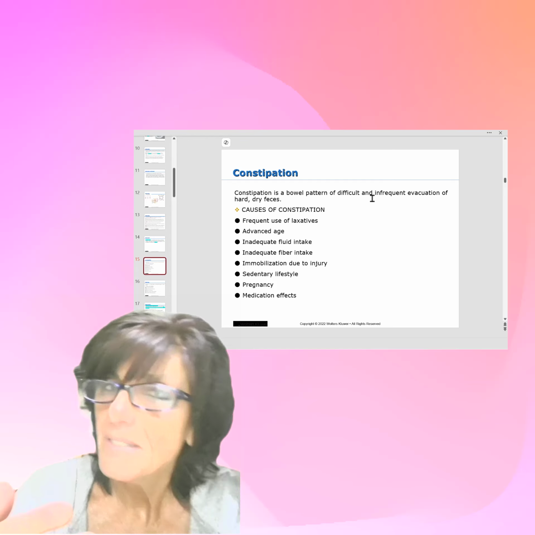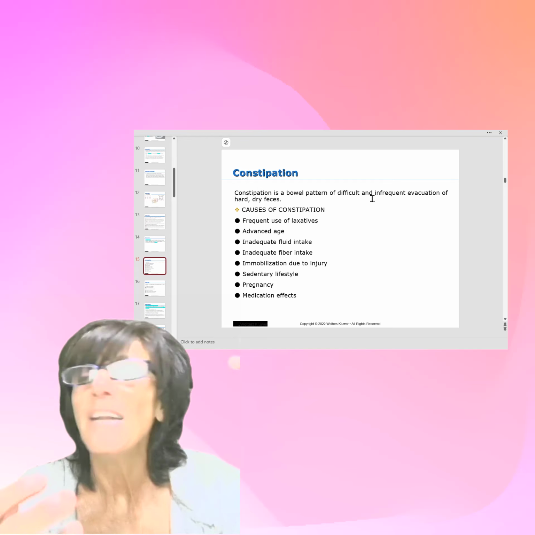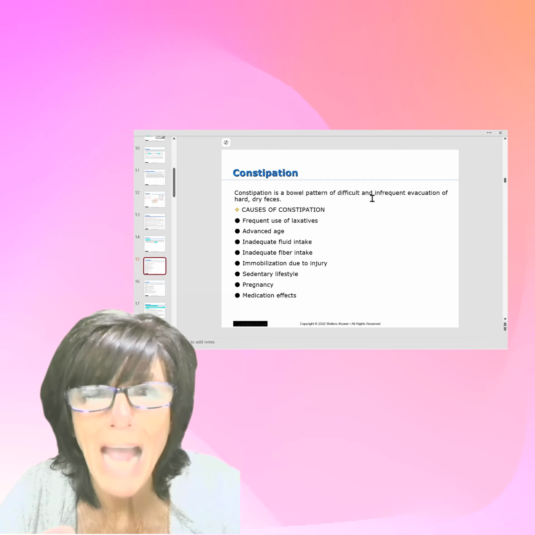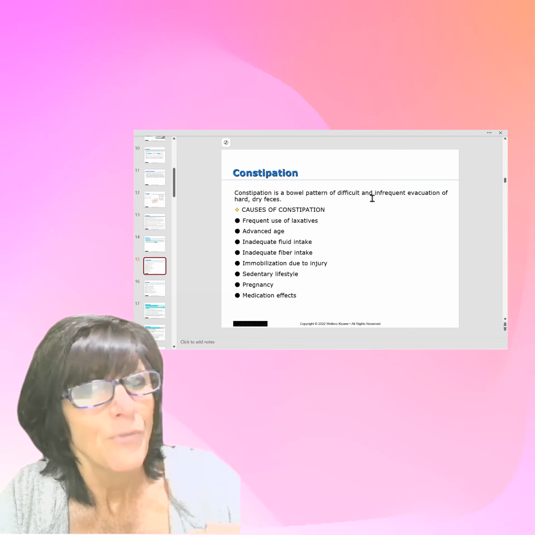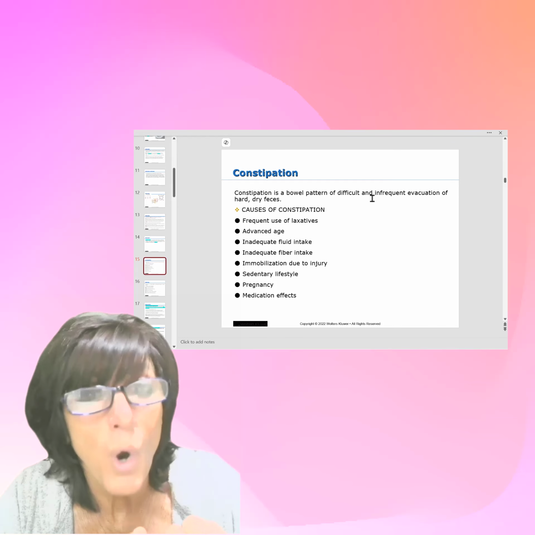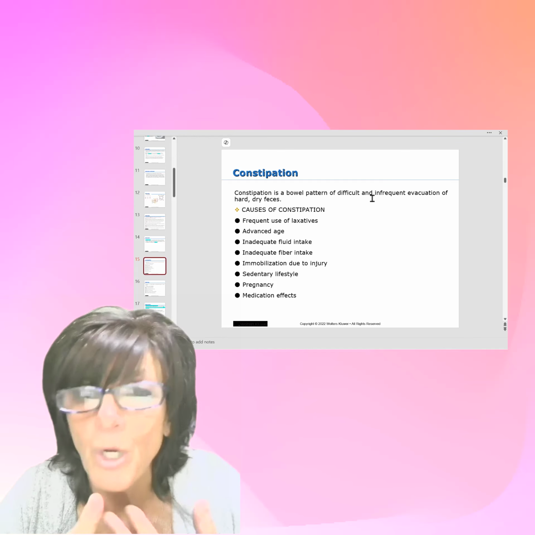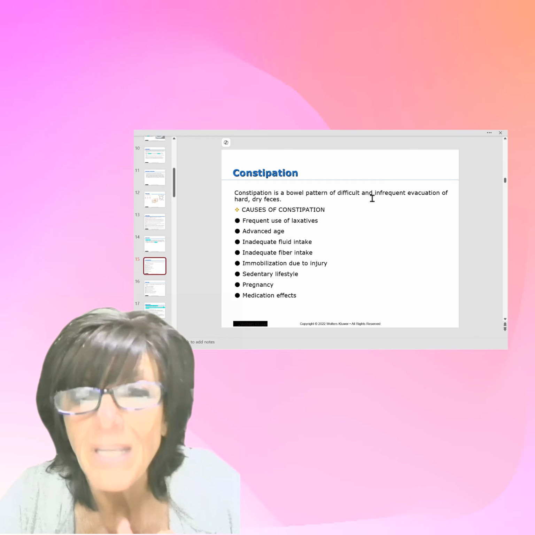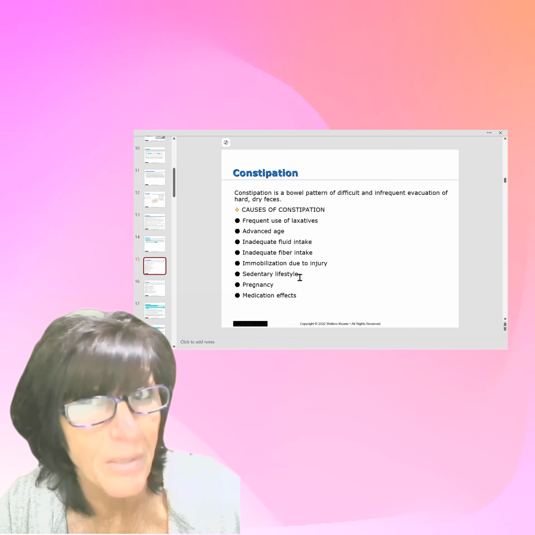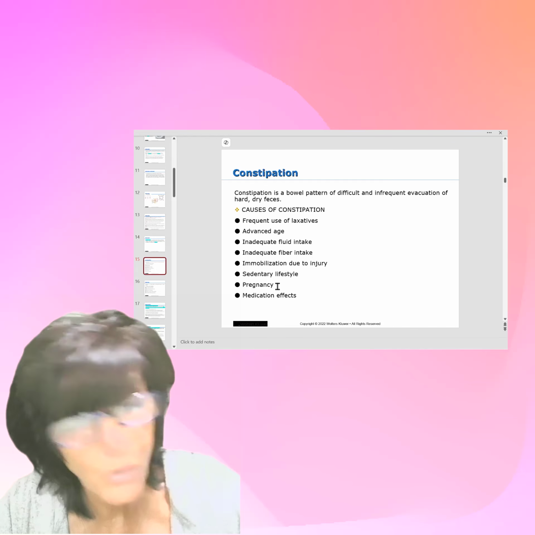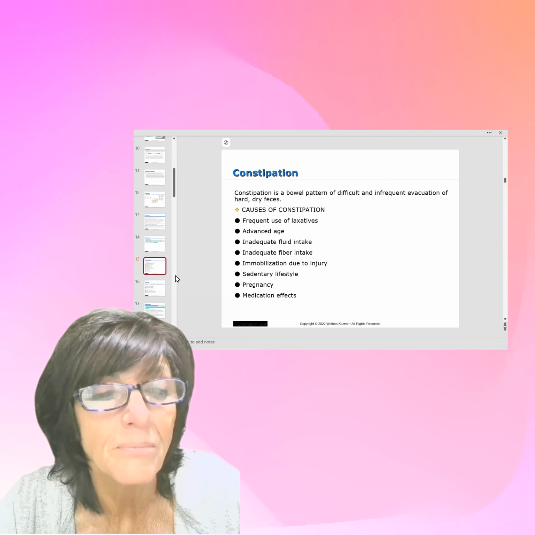All right, what's constipation? What's diarrhea? So constipation is a pattern of really infrequent and very hard, very dry stool. Why do people get constipated? Frequent use of laxatives. Older folks, not drinking enough fluid, not taking in enough fiber, not moving around enough. So immobilization because of injury is one thing. Sedentary lifestyle can be changed. Pregnancy can cause constipation, and different medications can cause constipation.